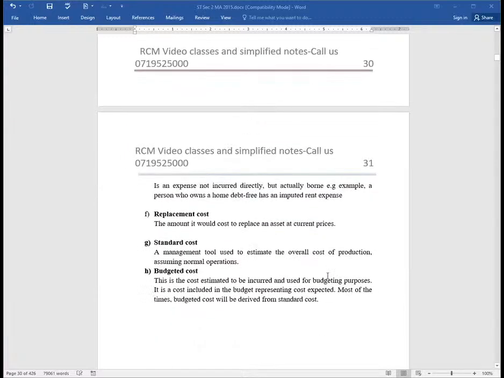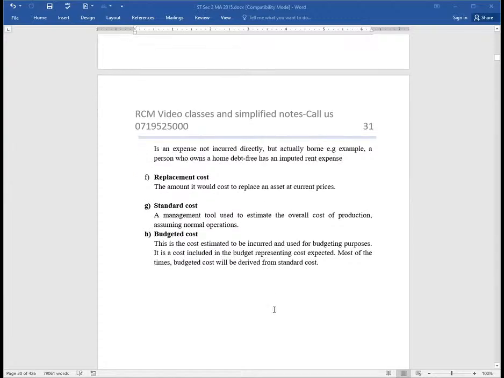From there, we have the budgeted cost. It's a cost estimated to be incurred and used for budgeting purposes. It's a cost included in the budget representing the cost we expect. Most of the time, budgeted cost will be derived from the standard cost. This standard cost normally helps us to build the budgeted cost.